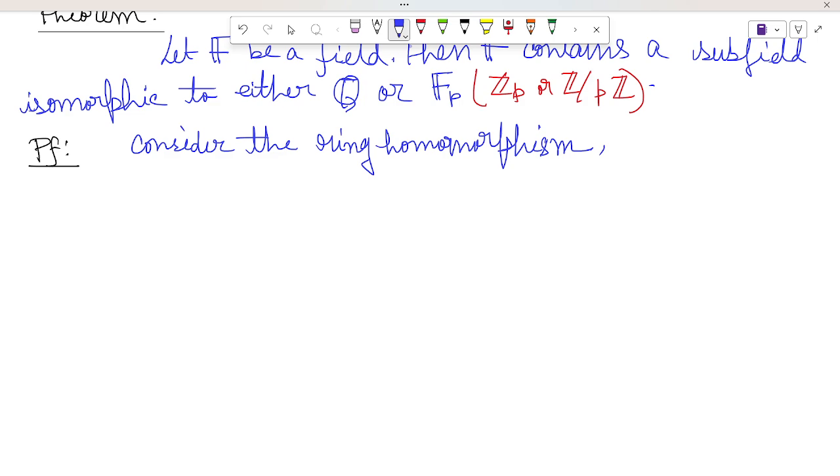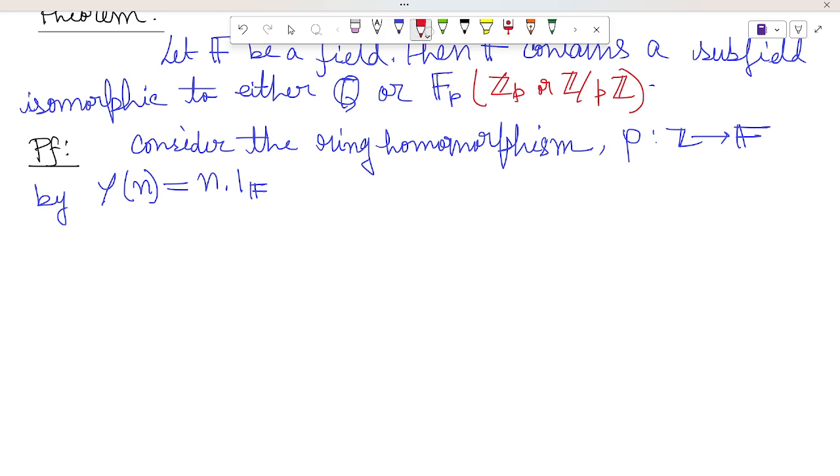We are defining a homomorphism from Z to F. Okay, what is the map? Phi of n goes to n times 1 of F.